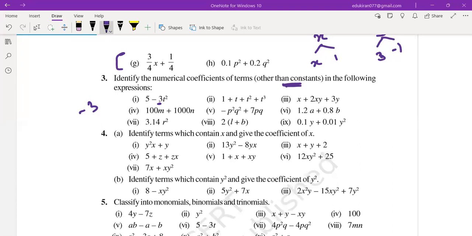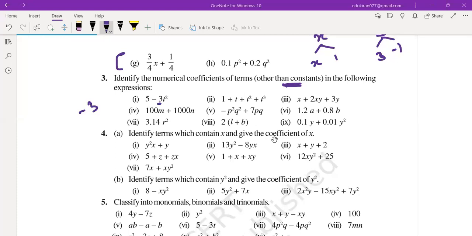Next. Ma'am, the term is 3.14 r square, and then the coefficient will be 3.14. Yes, correct.